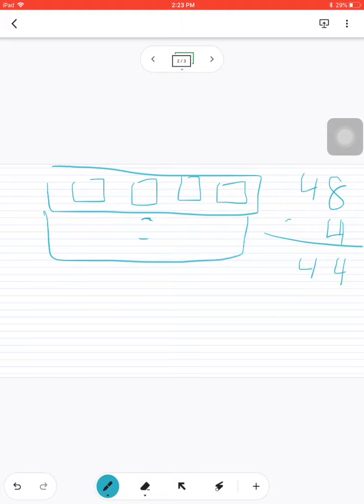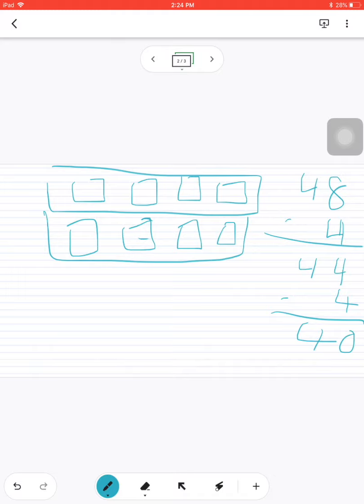I'm going to draw another picture of a shelf. So I've got 1, 2, 3, 4. Now I'm going to tie that over here to another math problem because I've just taken away 4 more books. 44 minus 4 is 40. I've got 40 books left.